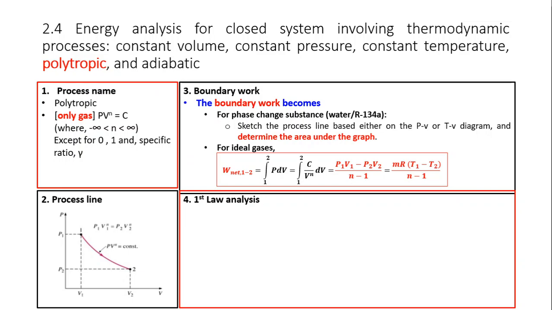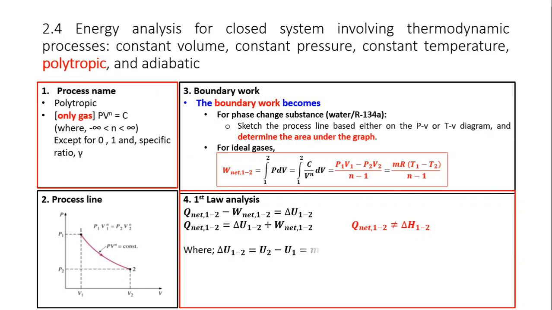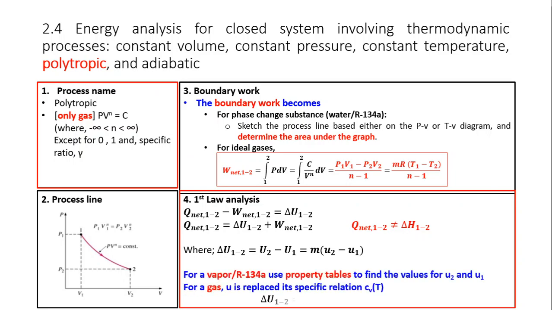For the first law energy equation, start with writing the general equation, and to determine the amount of heat transfer, we can rearrange the equation to solve for it. For delta U, just like other processes, it can be expanded as shown in the video, and from now, students should know how to determine the values for specific internal energy based on the substance.